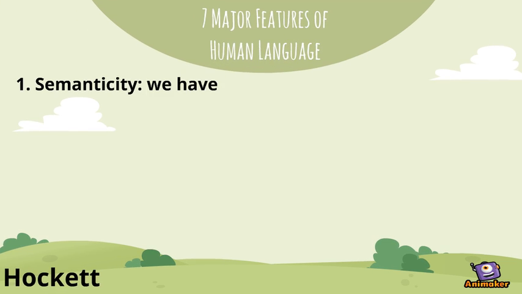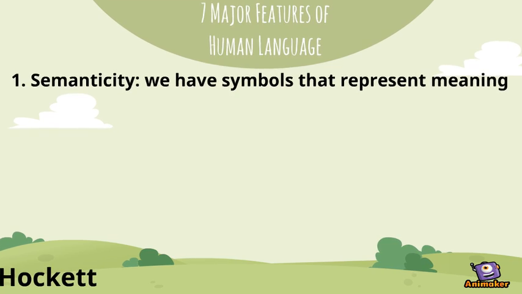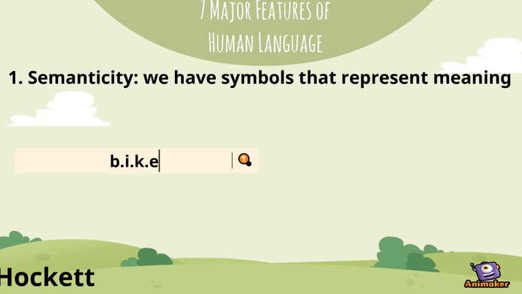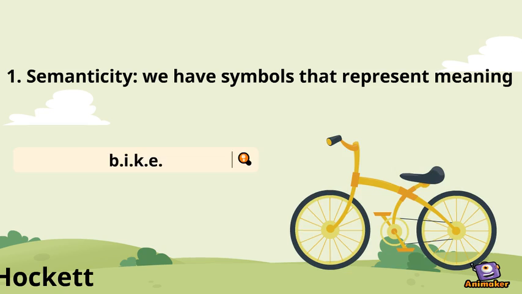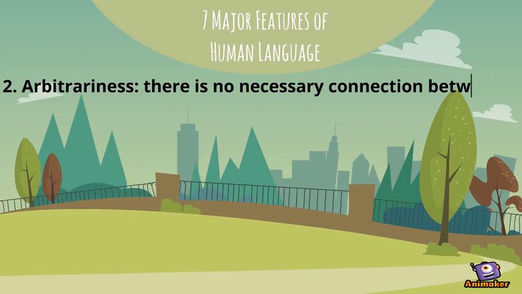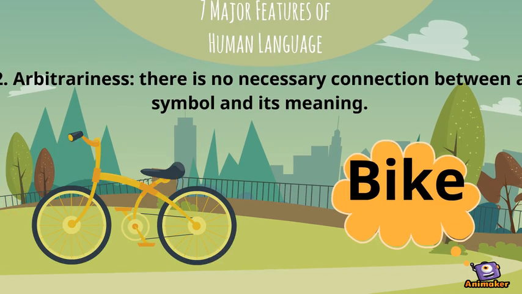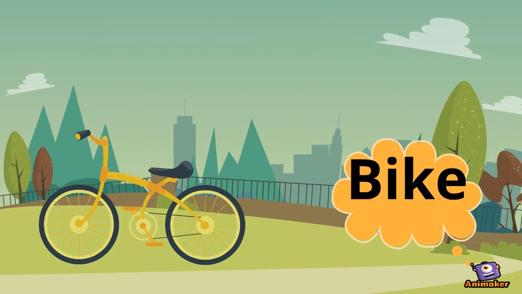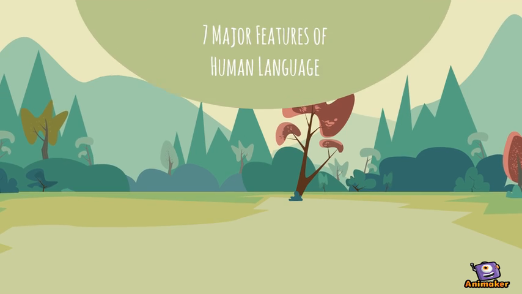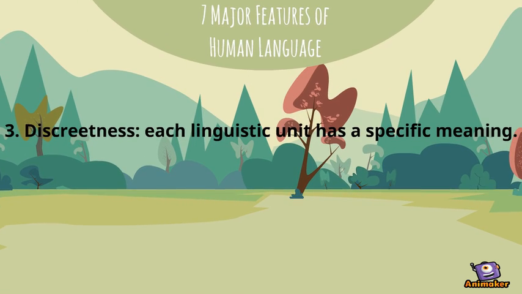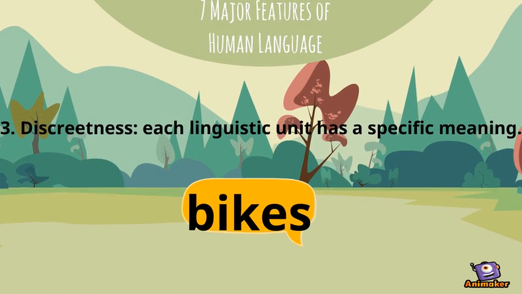1. Semanticity. We have symbols that represent meaning. For example, BIKE is a symbol for a bike. 2. Arbitrariness. There is no necessary connection between a symbol and its meaning. For example, BIKE does not look or sound like a bike. 3. Discreteness. Each linguistic unit has a specific meaning. For example, when I add an S to a bike, it makes it plural.